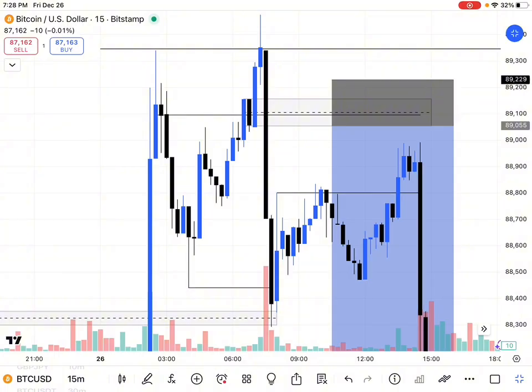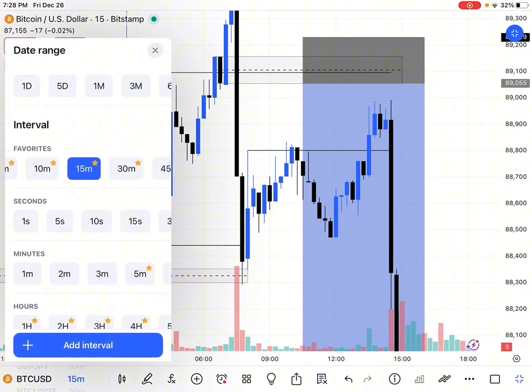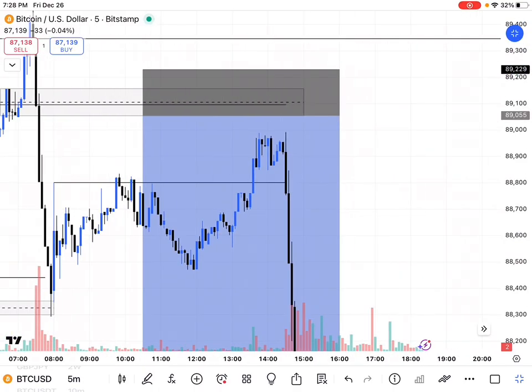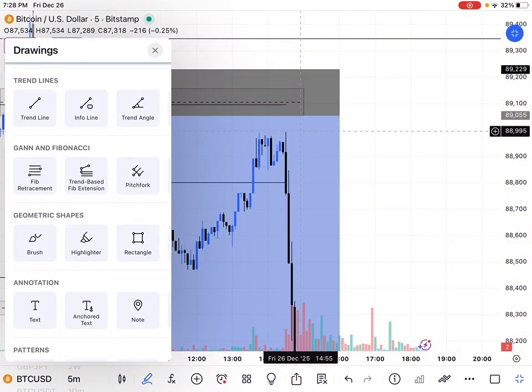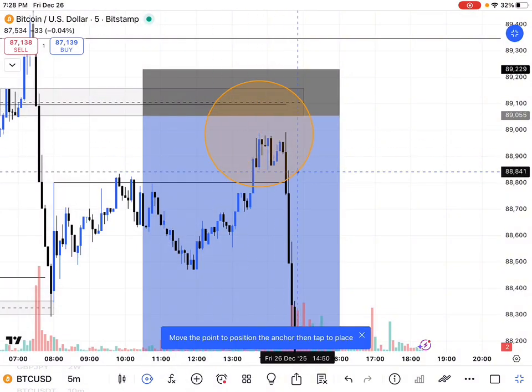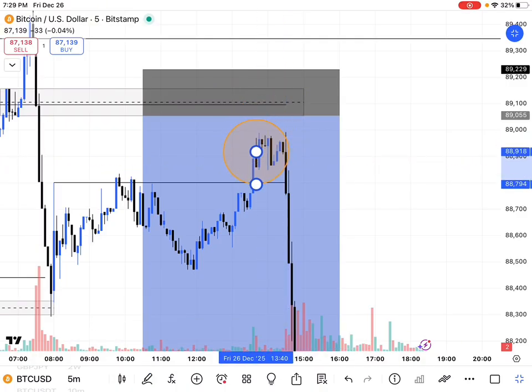Maybe it is just going to touch my entry and start going down. Maybe I'm going to have a sniper entry or something. But once you see price do this, let me go on the 5 minutes so you see what I'm talking about. Once you see price make this right here, let me highlight it for you. Once you see price do something like this, you should know that it is ready to fall.